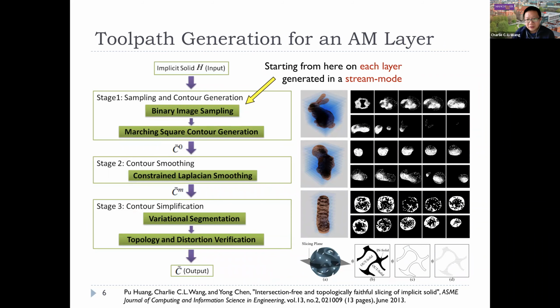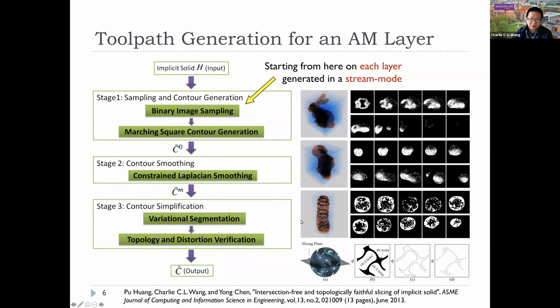After we have this, we are borrowing the method we developed a few years ago, also published in another paper of ASME JCISE, to generate the contours or toolpaths for each additive manufacturing layer. When a layer intersects with a solid, we first convert this solid into a binary image representation with a dense sampling rate. After that, we use the marching squares contour extraction algorithm to find the boundaries, and then apply constrained Laplacian smoothing to smooth those boundaries while preserving their topology.